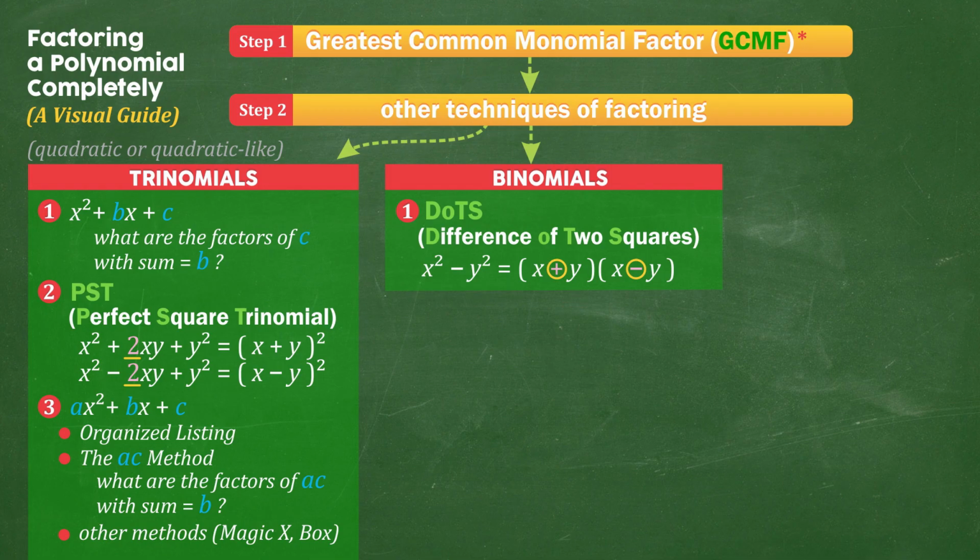Done! Remember though, that if you have a binomial with 2 perfect square terms, you can only factor if it's a difference. If it's a sum of 2 squares, it's a prime polynomial. That cannot be factored na.